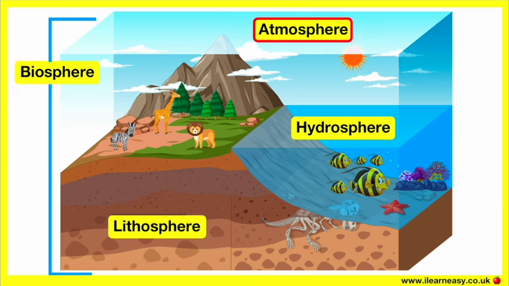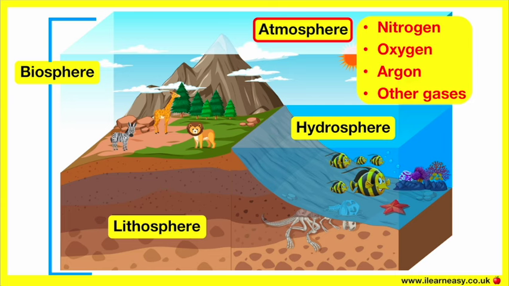Atmosphere. This is essentially the air. It is primarily made up of the gases nitrogen, oxygen, argon, and the remaining are other gases such as water vapor, carbon dioxide, methane, neon, etc. Nitrogen makes up about 78% of the atmosphere. Oxygen makes up about 21% of the atmosphere. Argon makes up about 0.9% of the atmosphere. And the remaining gases make up 0.1%.